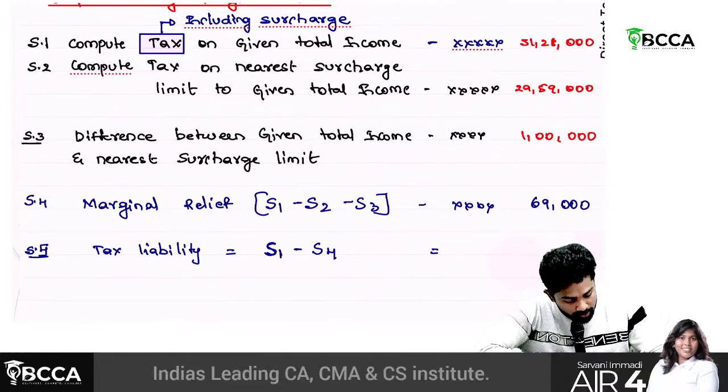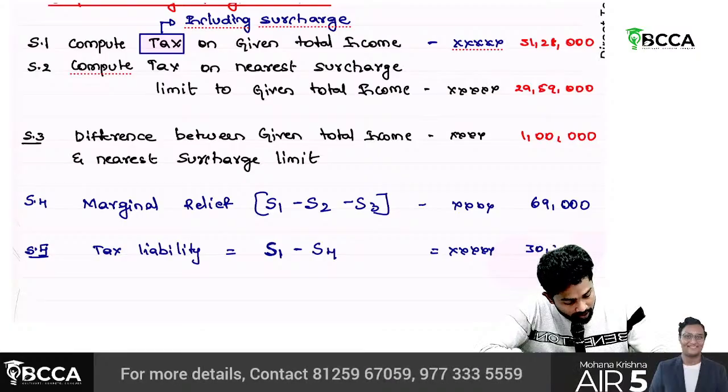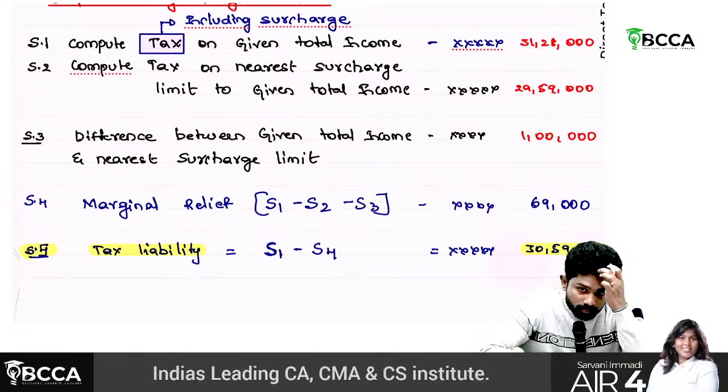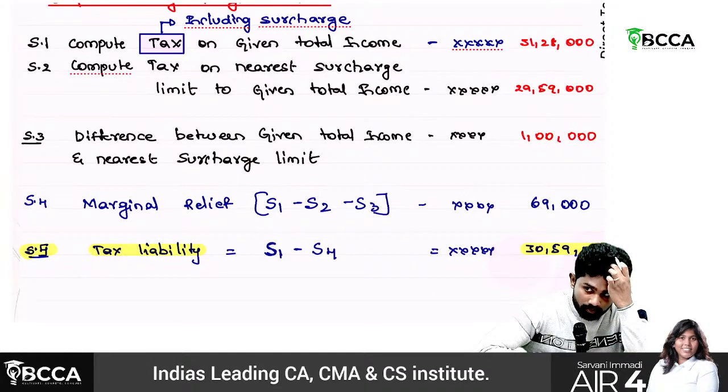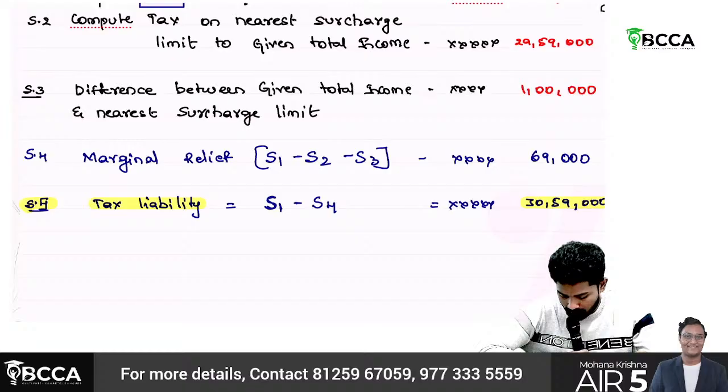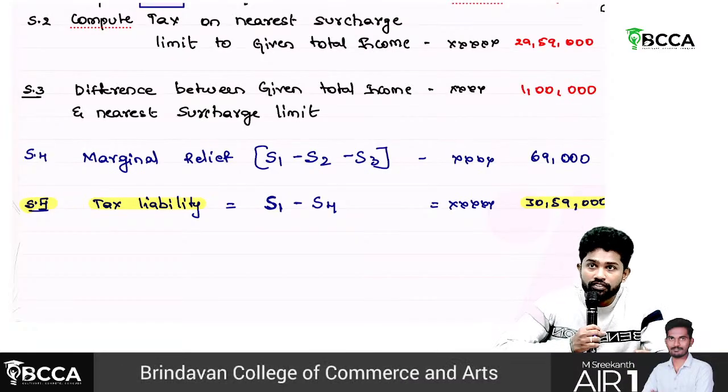What is the tax liability here? 30,59,000.